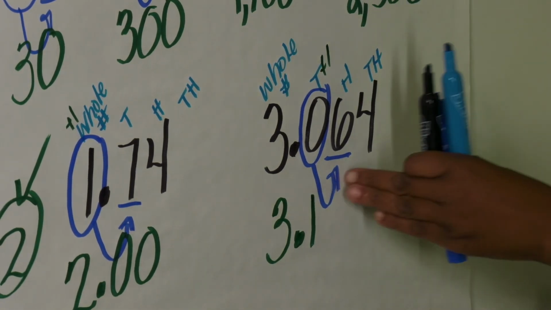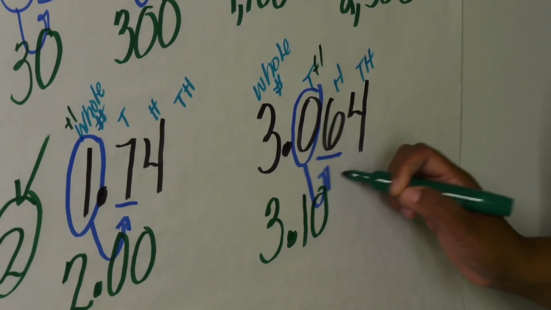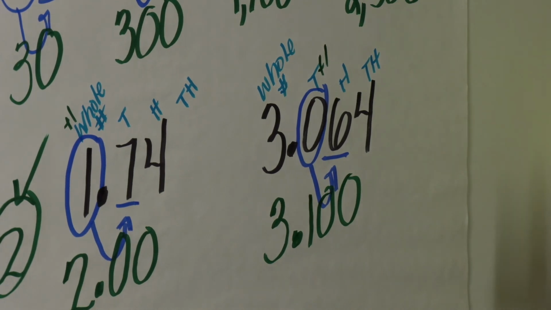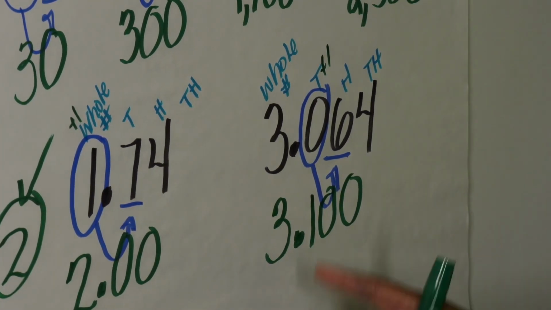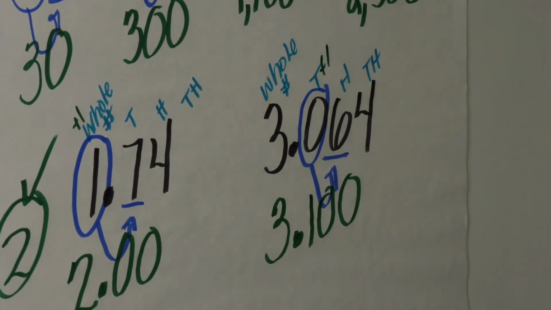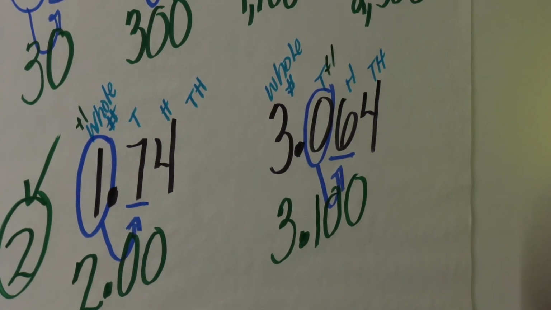So this becomes 3 and 1/10. Remember, if you wanted to put these zeros, it still would not be incorrect. This is still 3 and 1/10, or 3 and 100 thousandths. Either way, it would be correct.